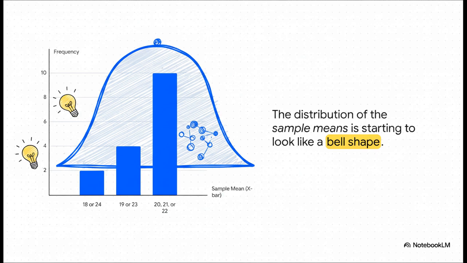Our original population of 4 ages was perfectly flat, totally uniform. But the distribution of the means of our samples, well, look at that. It's starting to form a beautiful, symmetric, bell-like shape. This is not an accident.